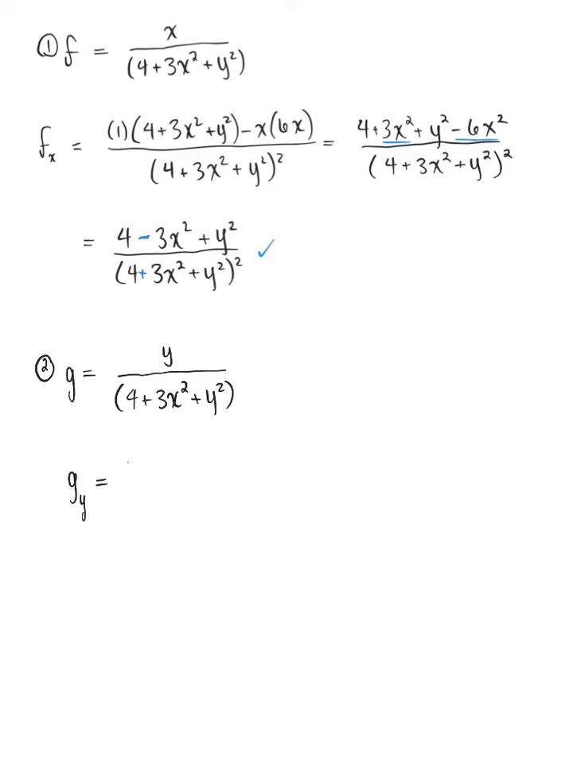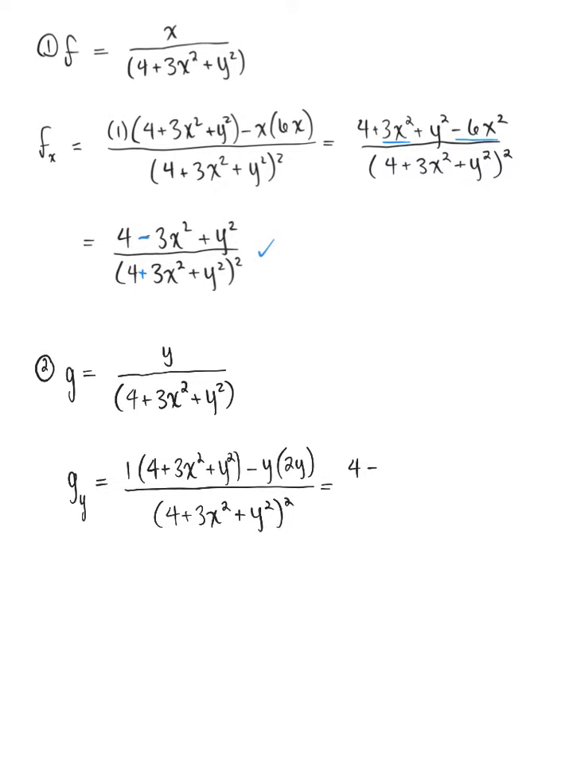So I'm using the quotient rule again, so I have 1 multiplied by the original denominator, 4 plus 3x squared plus y squared, minus y multiplied by the derivative of the denominator with respect to y, so multiplied by 2y, all divided by the denominator squared. So 4 plus 3x squared plus y squared, squared. And we want to simplify. So we have 4 plus 3x squared plus y squared minus 2y squared, all over that denominator squared. So that's 4 plus 3x squared plus y squared, squared.